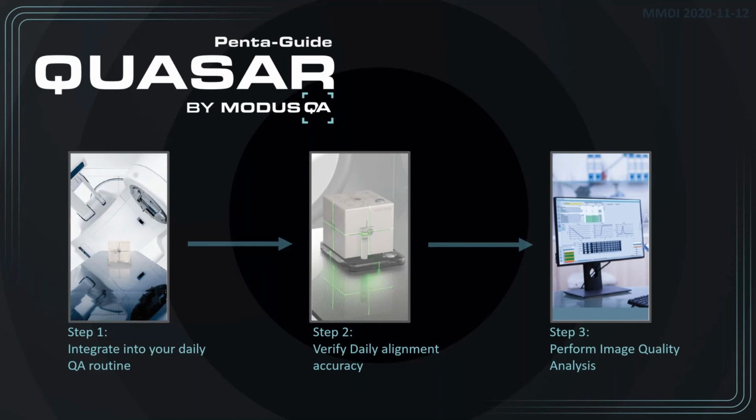So as a wrap up, I'd like to highlight that the Penta-Guide now provides an even more valuable solution to perform machine targeting QA and to trend the health of your IGRT system. By integrating the Penta-Guide Phantom into your daily routine, you can not only verify the alignment of your linac system, but you can obtain valuable image quality metrics, which saves physicists valuable time by eliminating the need to perform additional CATPHAN scanning after hours.